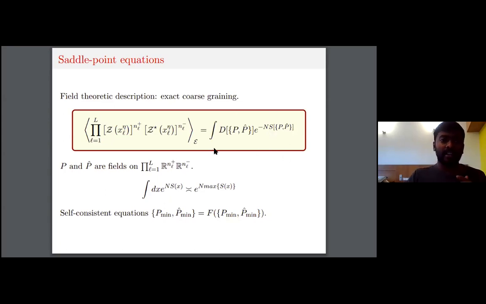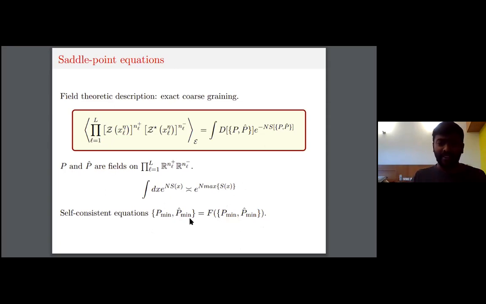Now, to solve this kind of integral, very common in statistical physics is the trick of saddle point approximation, which says that you have an integral which has a weight, the rate n, times some function s of x. Such an integral is asymptotically equivalent to exponential of n times the maximum of s, where s prime is zero. That will be the x which will approximate this integral the best. Using this approximation for this functional integral, what we get is a self-consistent equation for p and p hat. Now we have to solve this self-consistent equation.